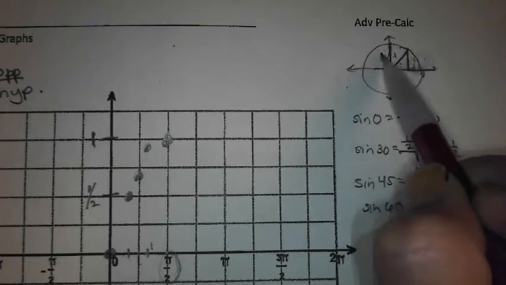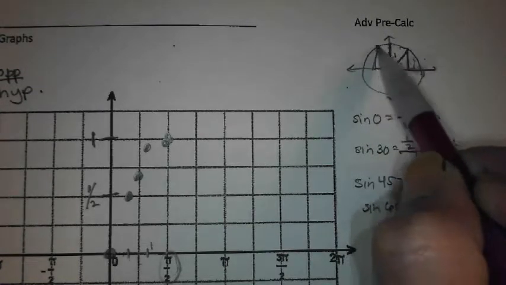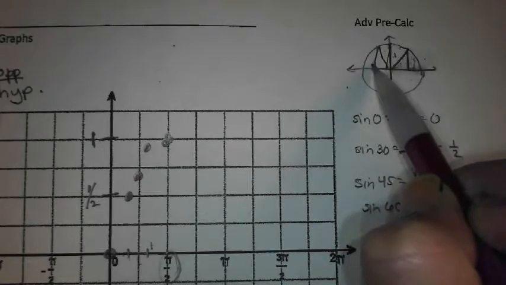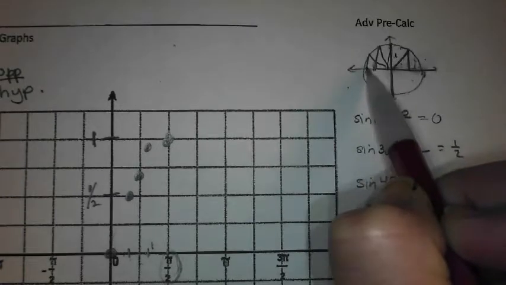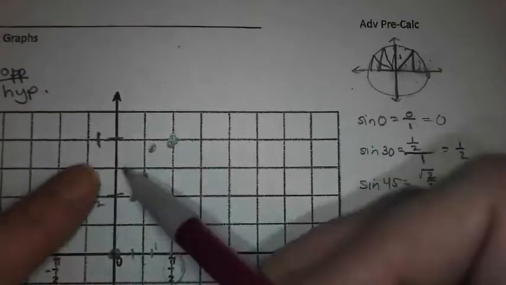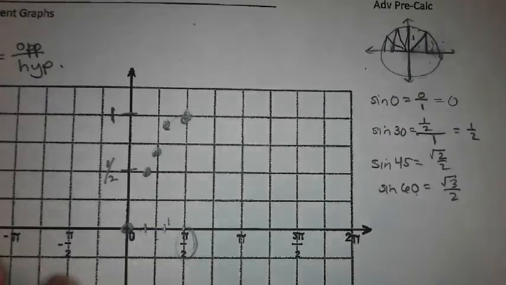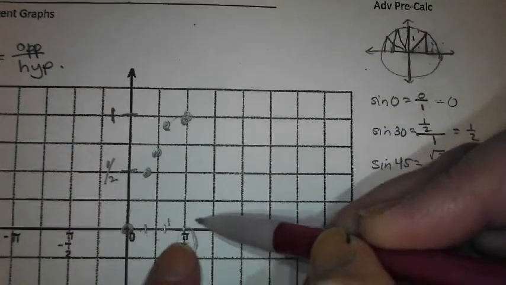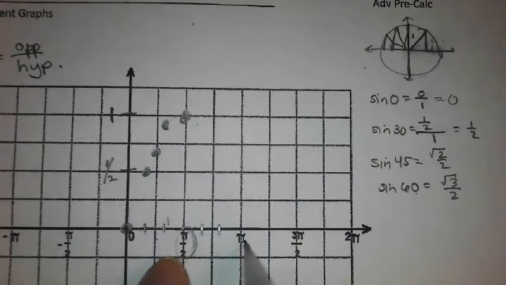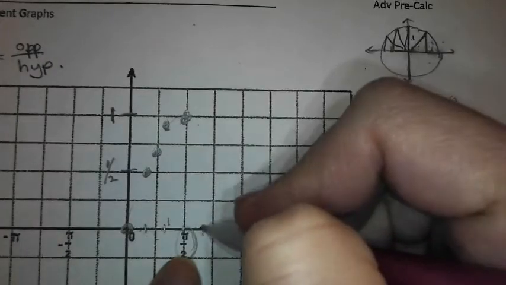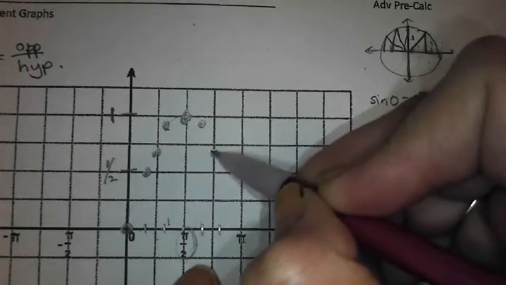Then as our terminal ray moves over here and is coming down, this opposite side is still positive, agreed? So we're still going to be above the x-axis, but it's shrinking as I go down. So these values are going to be exactly symmetrical to what we had on this side. So when we do 2 pi over 3, we're at 0.9-ish. Again, we can split this into thirds between pi over 2 and pi. That's 0.9-ish. Then our 3 pi over 4 is the 0.7-ish.